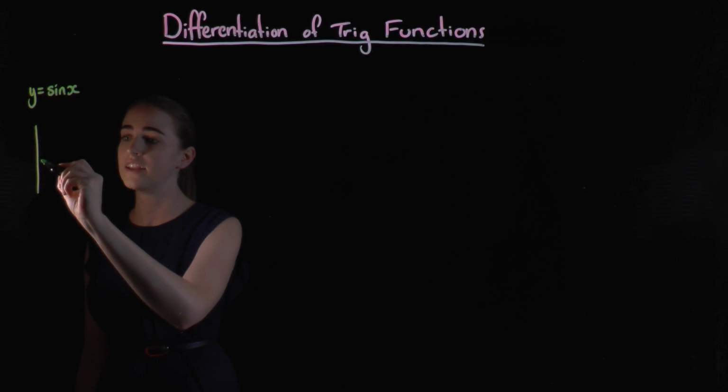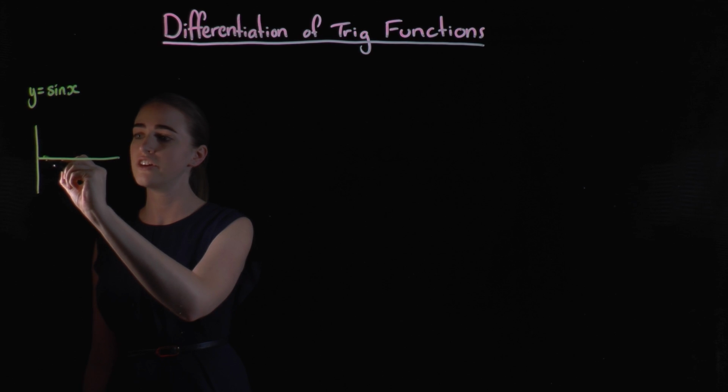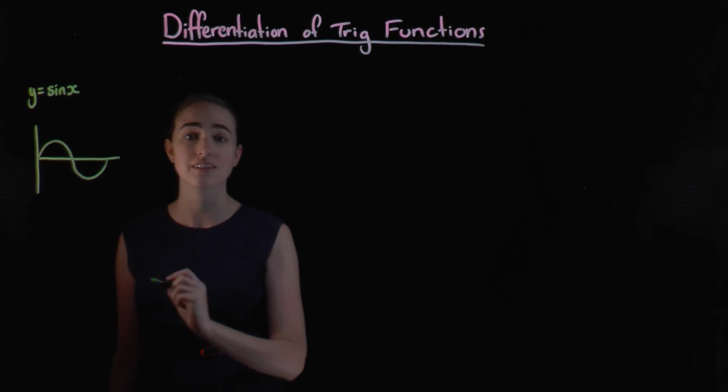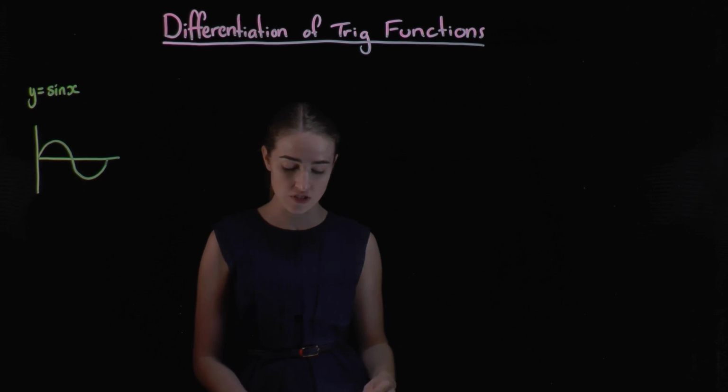So we know that sine x starts at 0. It's going to go up to 1 and down to -1 and then back to 0. So that's our function sine of x.